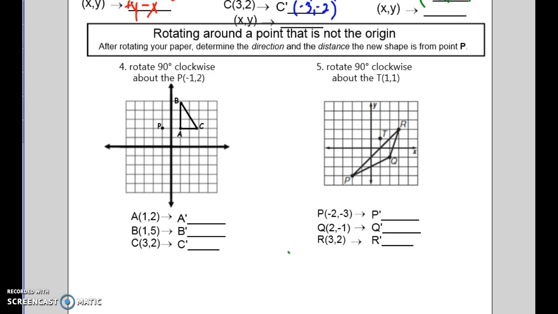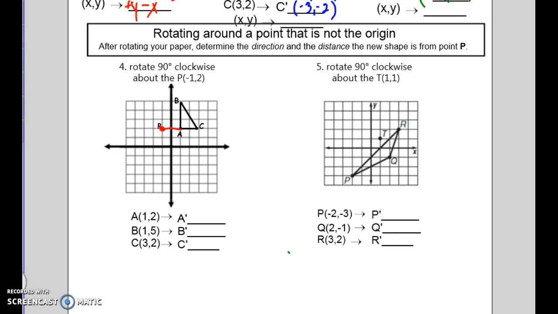Okay, the difference. Up there, you were rotating around the origin, which is at 0, 0. Now, we're going to rotate, but now we're rotating around this point right here. Okay, I can't just turn the paper. Visually, this is what it looks like. If I'm going to rotate it, I have to rotate each point. So I'm going to draw a line from P to A.